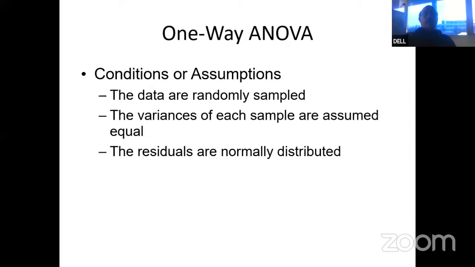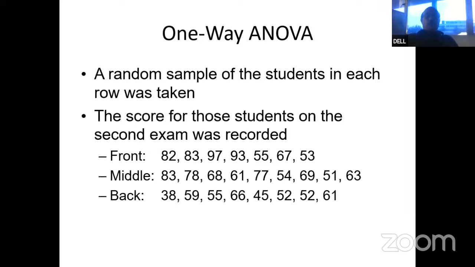One way, conditions and assumptions. The data are randomly sampled. The variances of each sample are assumed to be equal. The residuals are normally distributed. Residual in the sense errors. Errors are randomly distributed over the samples. So, some example is taken.